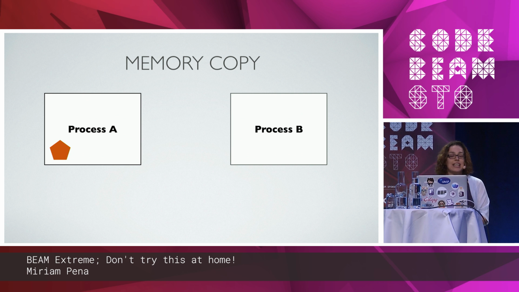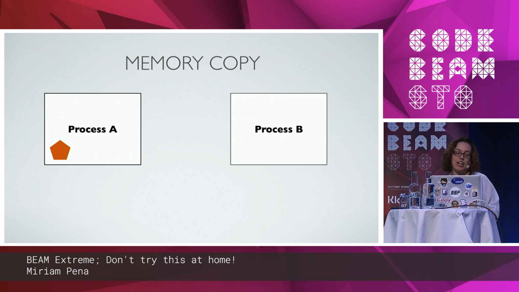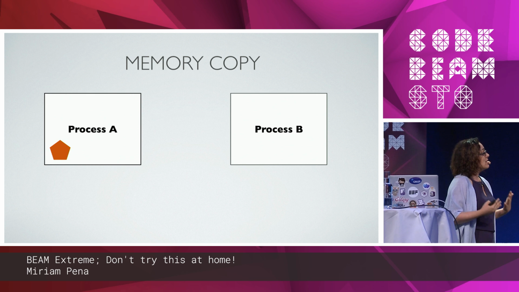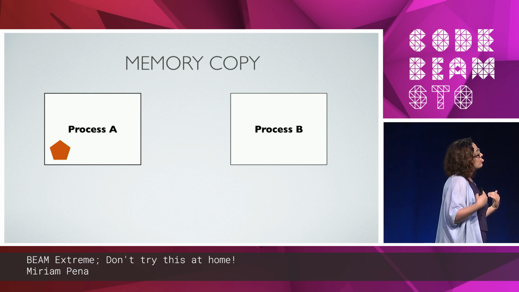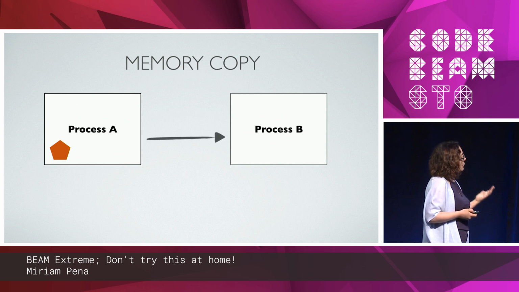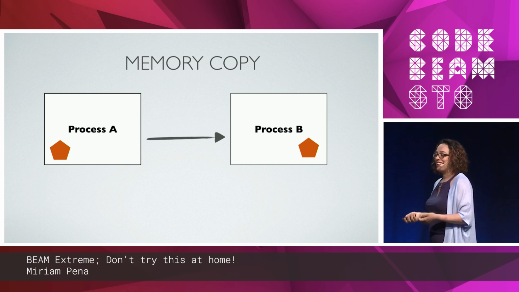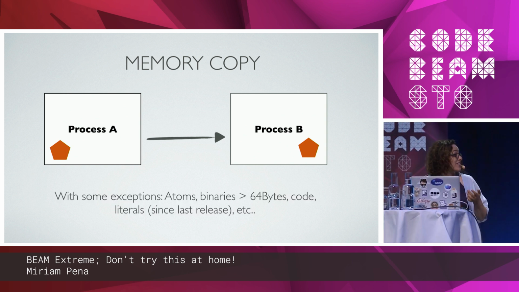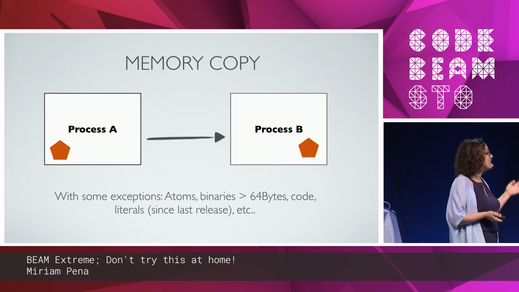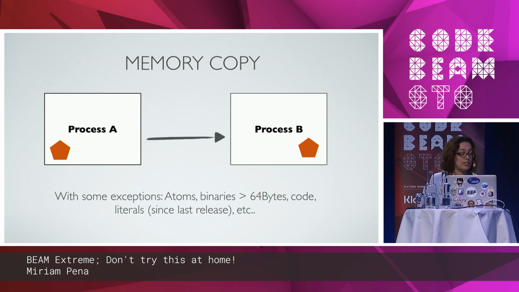So Erlang and Elixir make concurrency very easy because they don't have shared memory. Processes in Erlang communicate just as message passing. What does this mean? It really means when we have two processes and the first process wants to send a piece of data, a message, to another, the data gets copied to the other. Simple as that. Of course, there are some exceptions to it with atoms, with big binaries. The code doesn't get copied, literals don't get copied since the last release, and so on. But for the most part, this is what is happening.